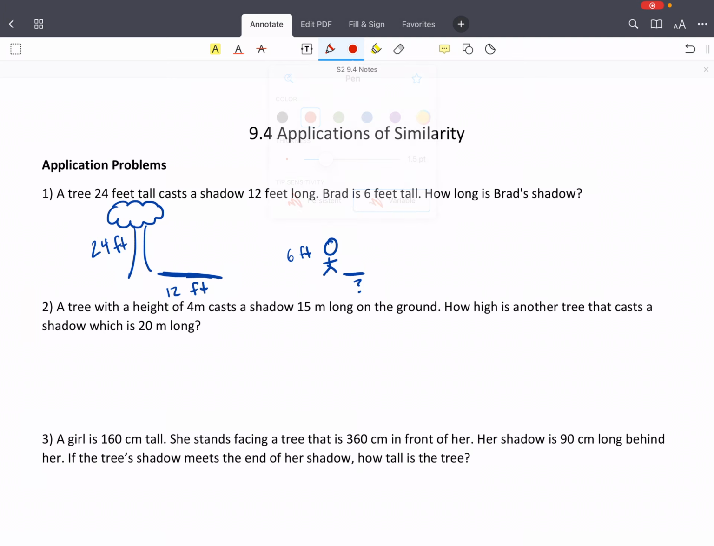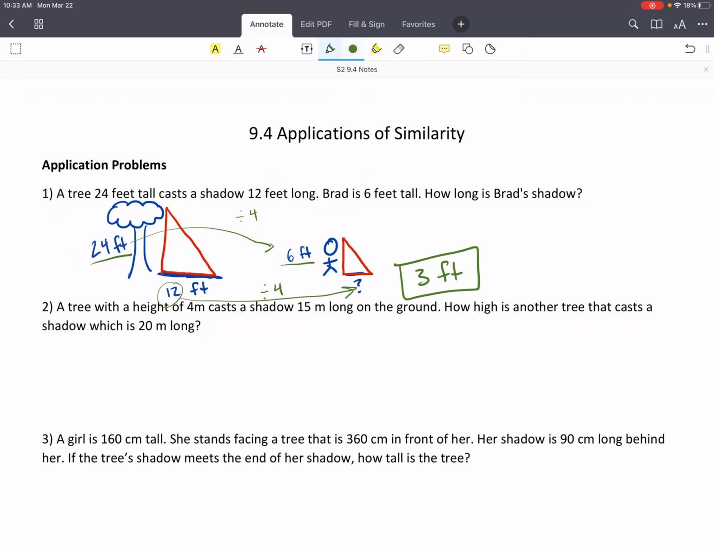Well, here we have a set of similar triangles because we have the angle from the sun. That's the same for both of them. And so what we can do, I can once again look at my scale factor and say, oh, well, 24 to 6, I can just divide that by 4, which means 12 to get to this missing length. We can also divide by 4, and we get 3 feet long as his shadow. Great.